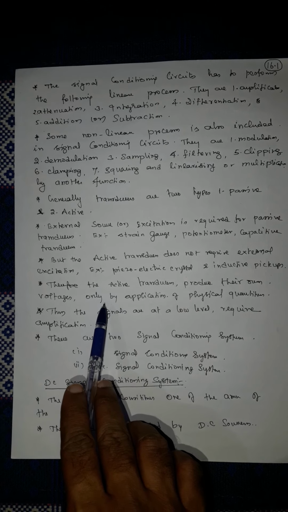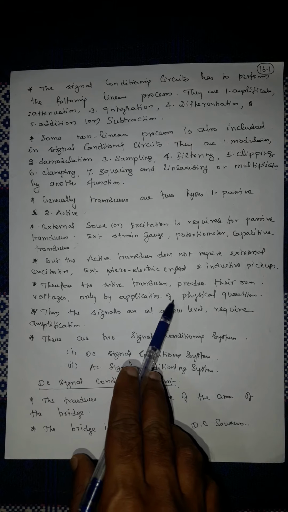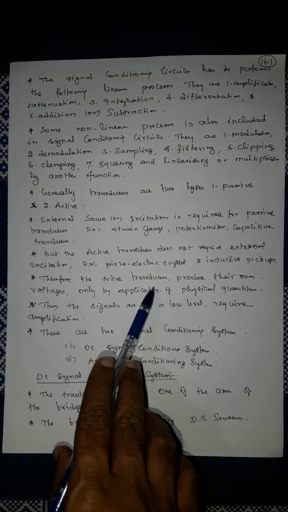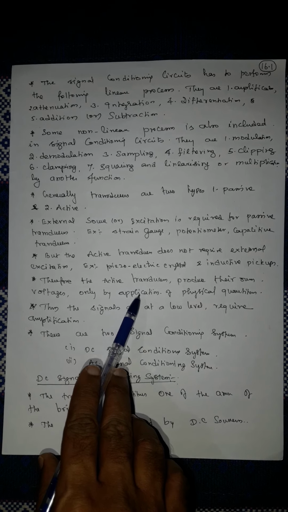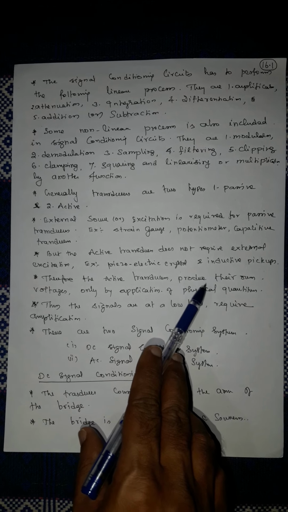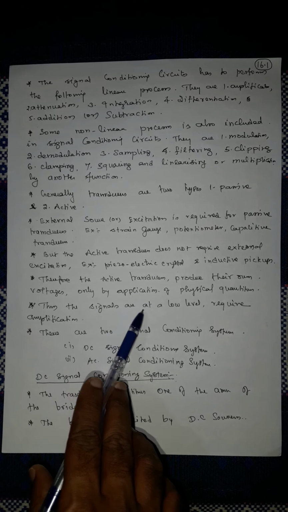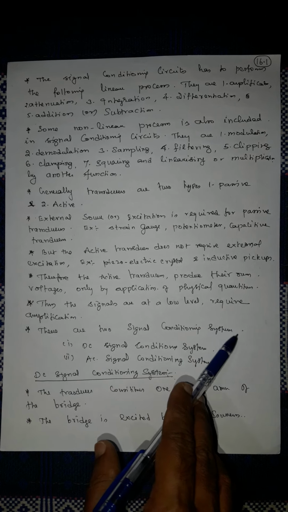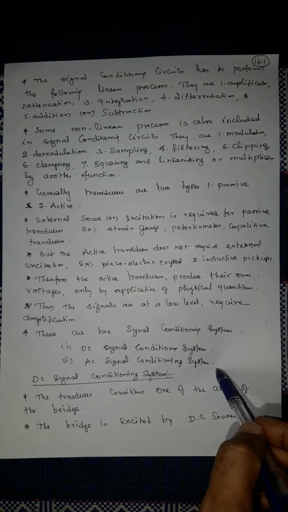Therefore the active transducer produces its own voltage only by the application of the physical quantity. What is the meaning? The active transducer generates its own output voltage corresponding to the physical quantity. Usually in general it is very low in magnitude. Thus the signals are at a low level and require amplification. There are two signal conditioning systems: a DC signal conditioning system and an AC signal conditioning system.